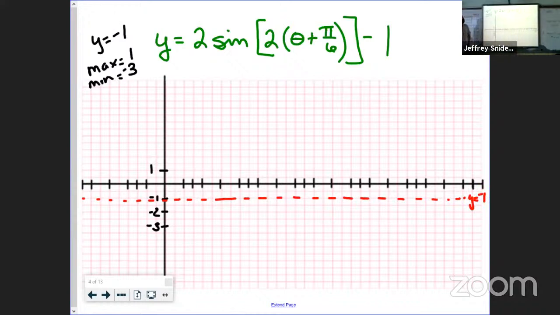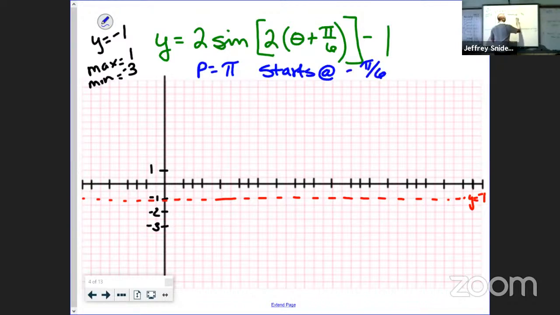Okay, so now I need to find the period and where my theta values are that I'm going to be plotting these critical points at. So the period of this thing is what? It's pi. I don't know why I put a parenthesis there. Yeah, the period is pi. It starts at what? -pi/6. So where is it going to end? It's going to end at -pi/6 plus pi, which is 5pi/6.